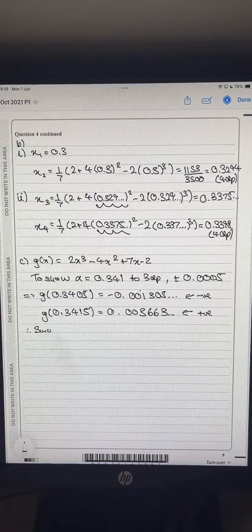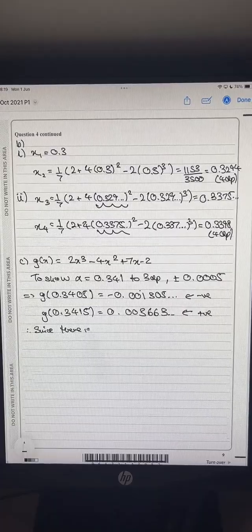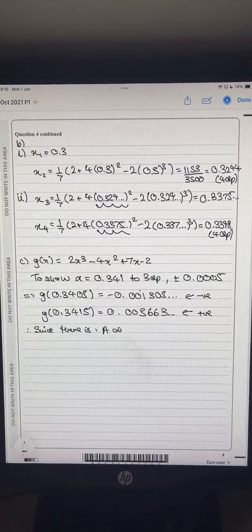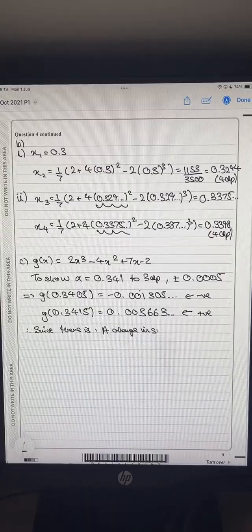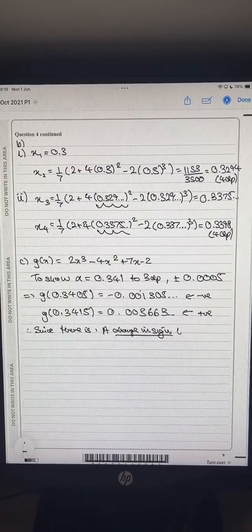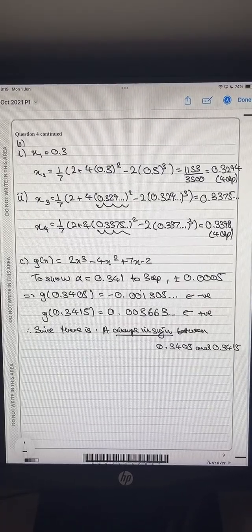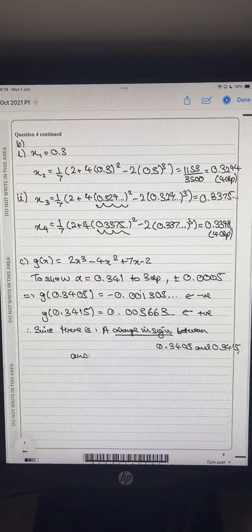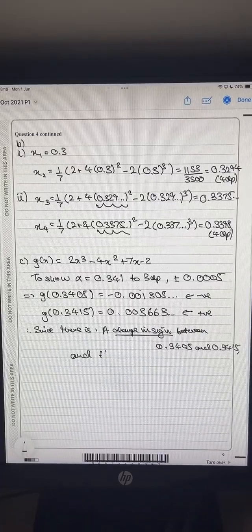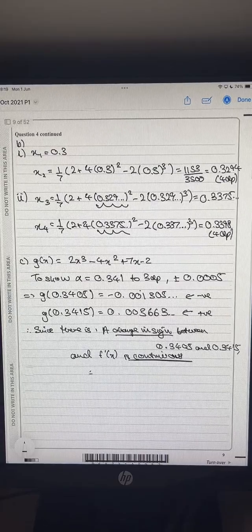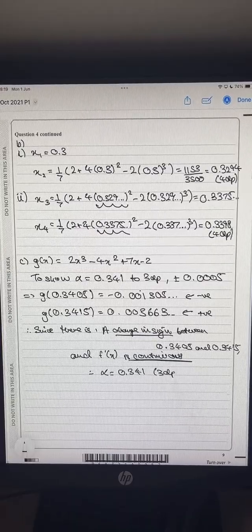So therefore, since there is, and I need to state all of these points, a change in sign between 0.3405 and 0.3415, and I need to state this second point as well, g(x) is continuous, meaning it doesn't jump, there's no vertical asymptotes. Therefore, alpha is equal to 0.341 to 3 decimal places.